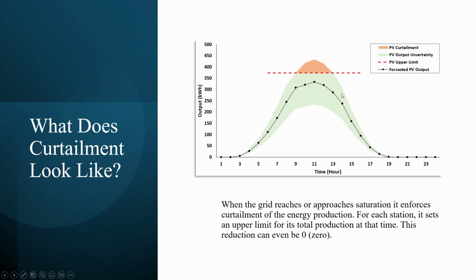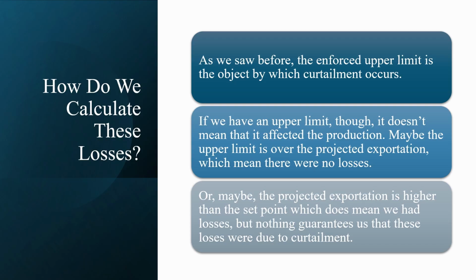limit. And how do we calculate these losses? As we saw before, the enforced upper limit is the object by which curtailment occurs. So this upper limit is not necessarily curtailment. If we have an upper limit, though, it doesn't mean that it affected the production. Maybe the upper limit is over the projected exportation, which means there were no losses. Or maybe the projected exportation is higher than the set point, which does mean we had losses, but nothing guarantees us that these losses were due to curtailment.